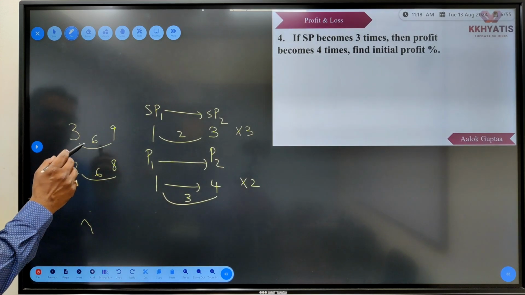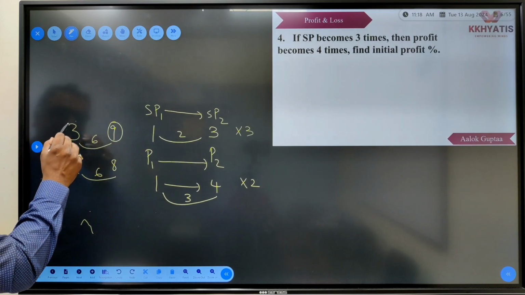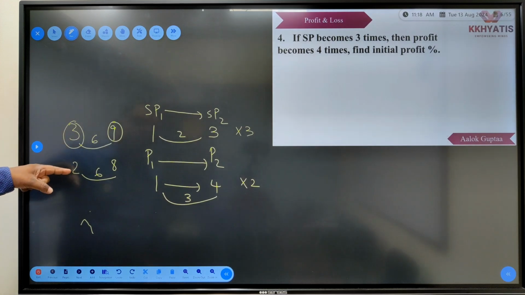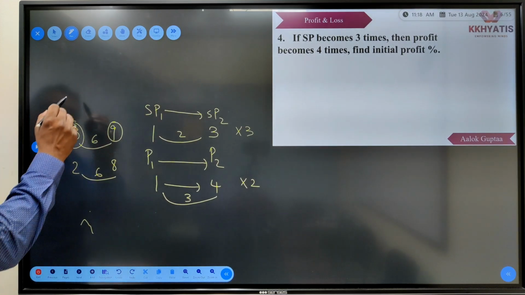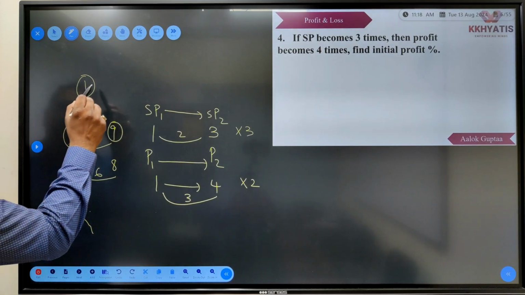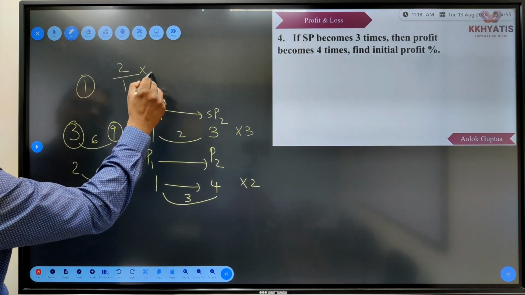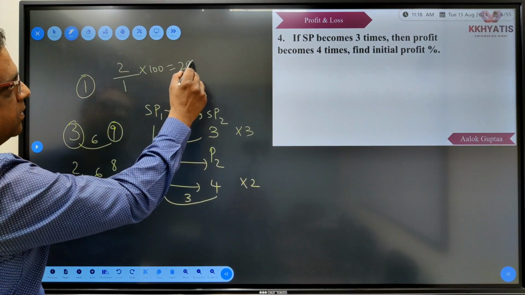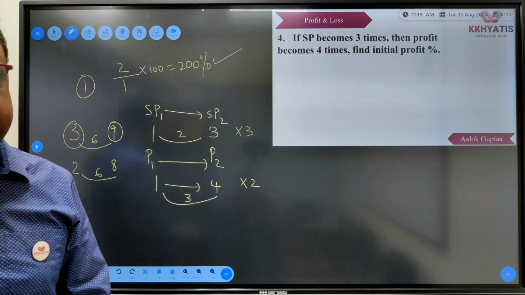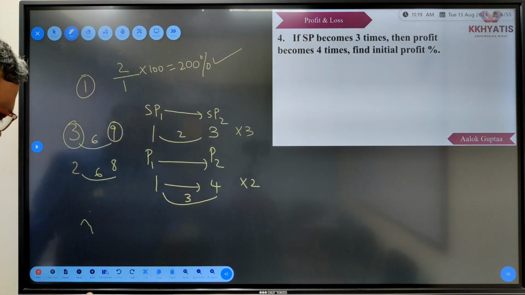So for the initial profit percentage, my initial selling price is 3. My profit is 2. So my cost should be 1, 3 minus 2. Which means if my cost is 1 and my profit is 2, my initial profit percent is 200%. Okay, understood? Profit upon cost into 100 is the profit percentage.